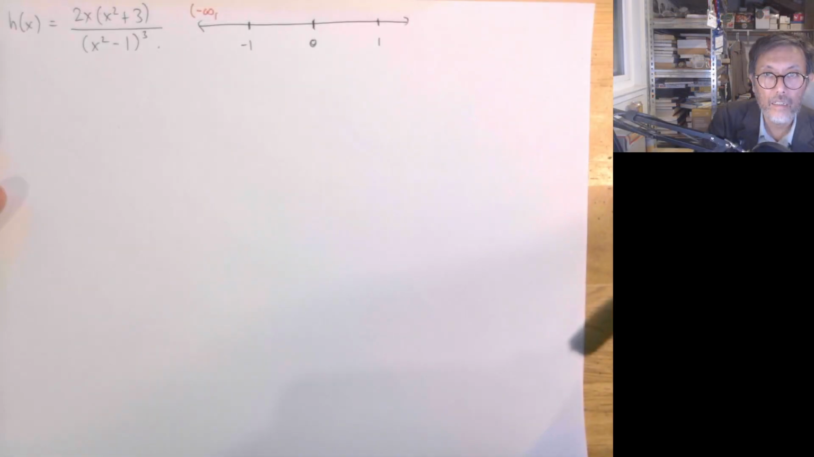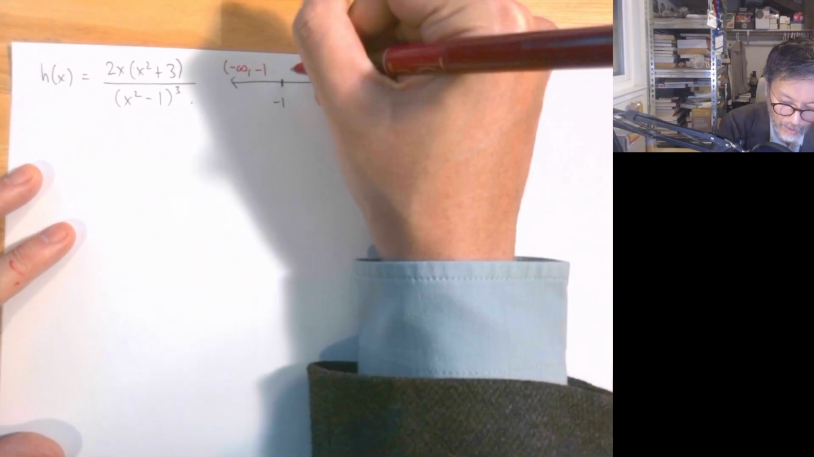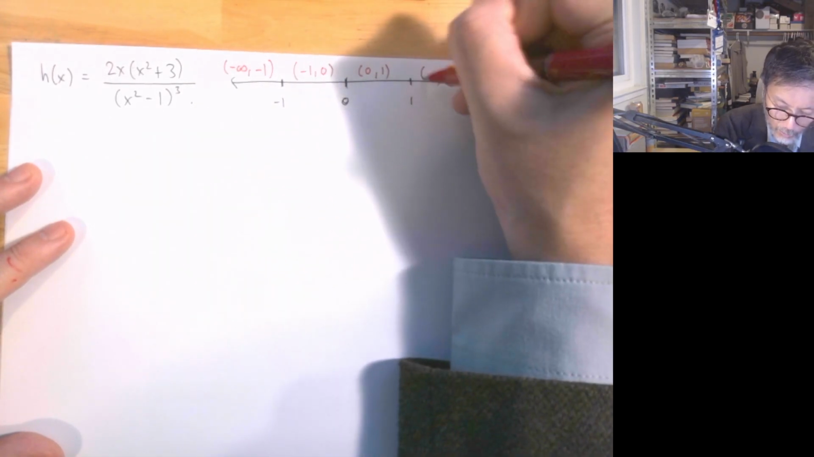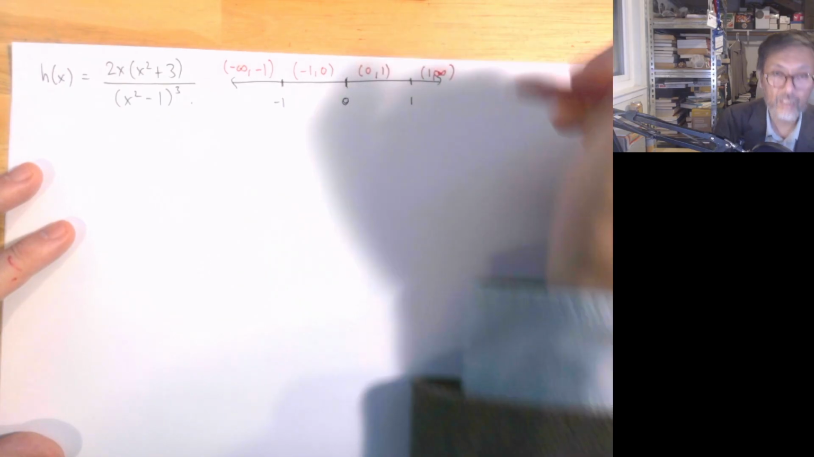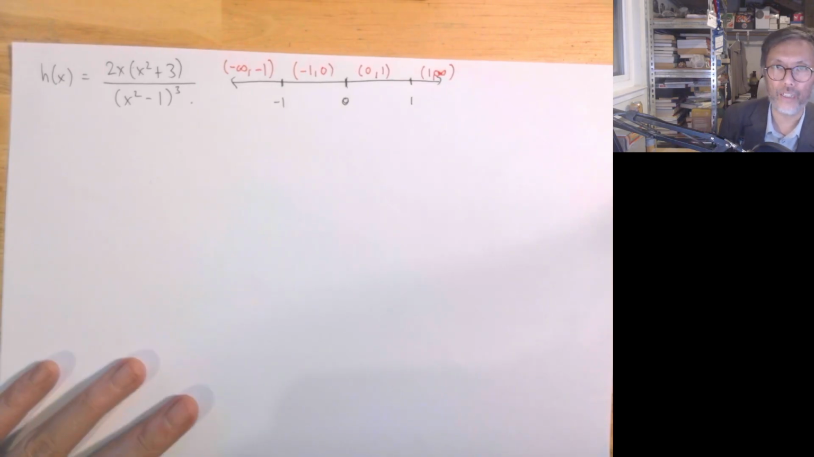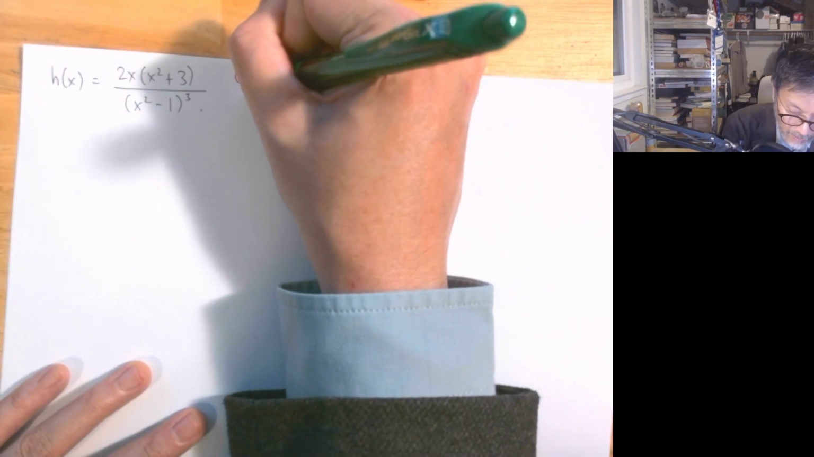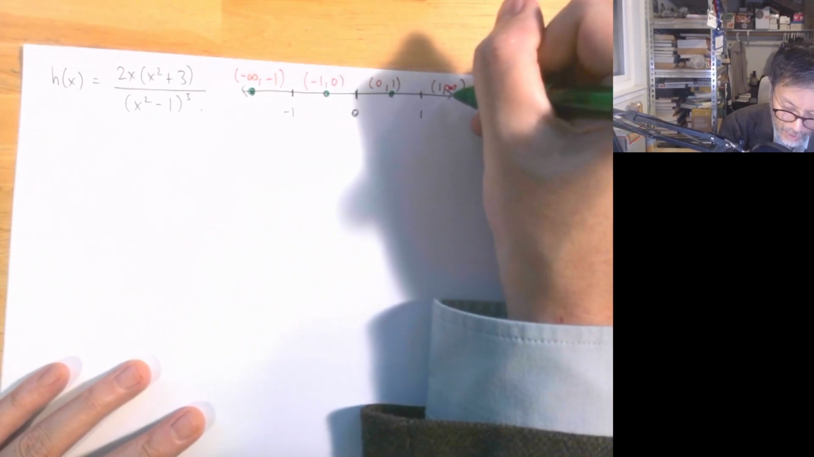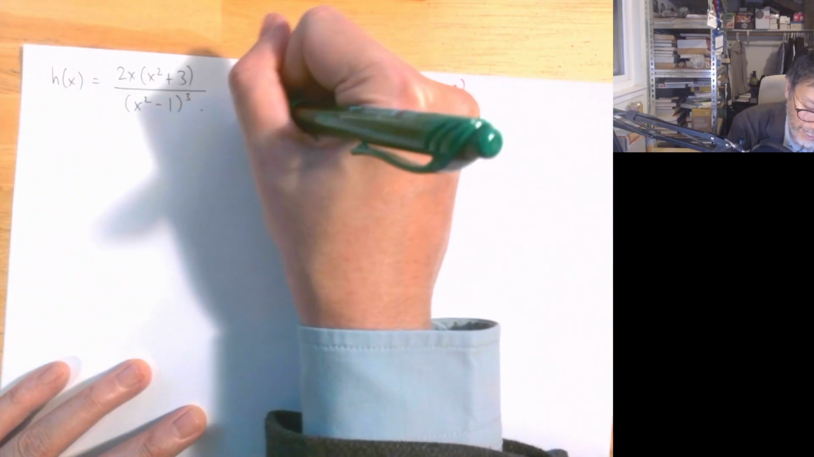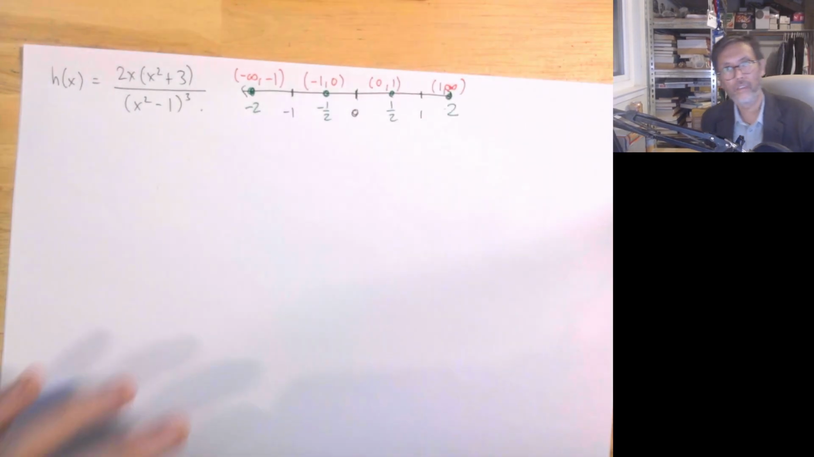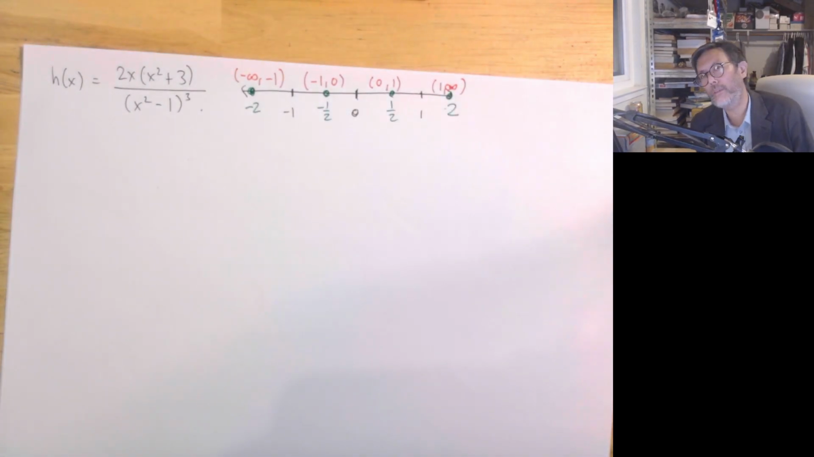Returning back to here. This is from negative infinity to negative 1. That's that interval. This is from negative 1 to 0. This is from 0 to 1. And this is from 1 to infinity. Okay. And what I've done is picked a test point from each of these subintervals. I'm going to label those in green here, like this. And I bet you can guess what they are. They are negative 2, negative 1/2, 1/2, and 2. Those are just the easiest numbers for me to work with inside each of these subintervals.